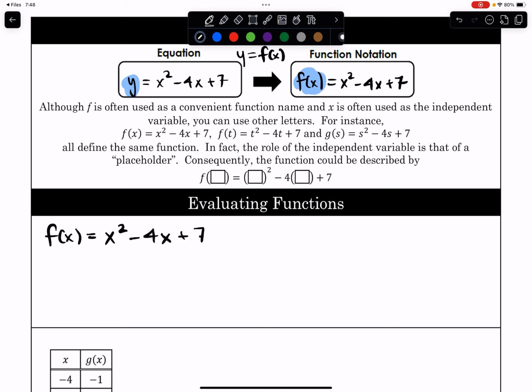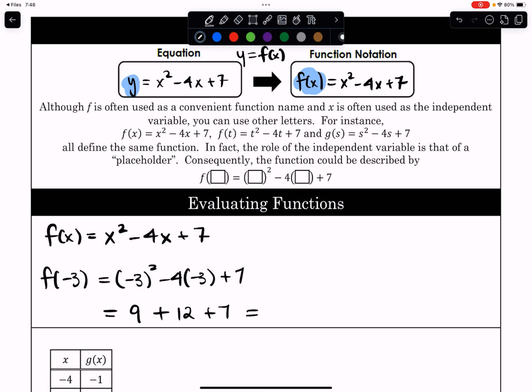Since it's simply a placeholder, if I want to evaluate f at -3, I just use the x as a placeholder and substitute in the -3 for the values of x, which gives me a total of 9 plus 12 plus 7, which is going to end up equaling a total of 28. So that's one way of evaluating a function.